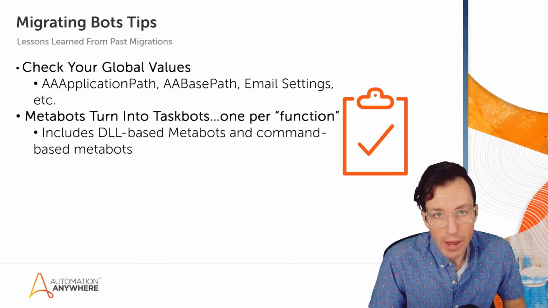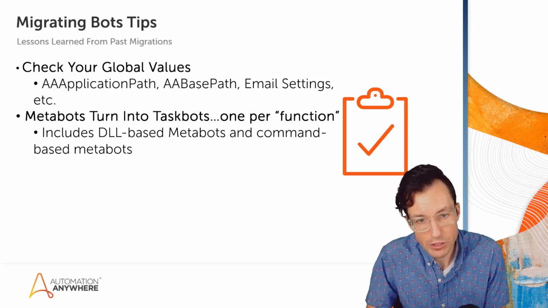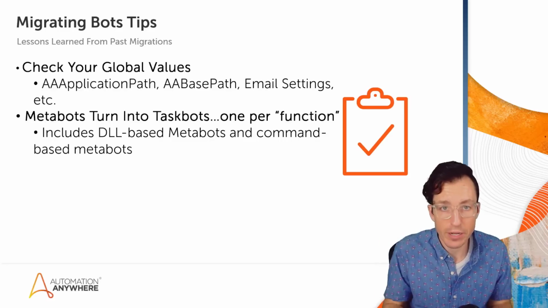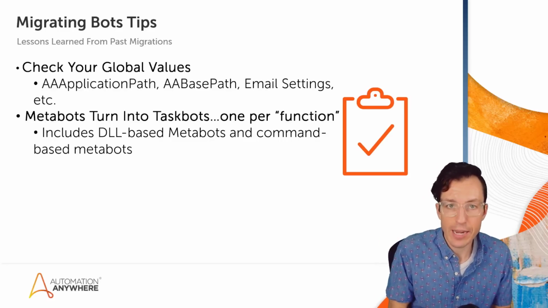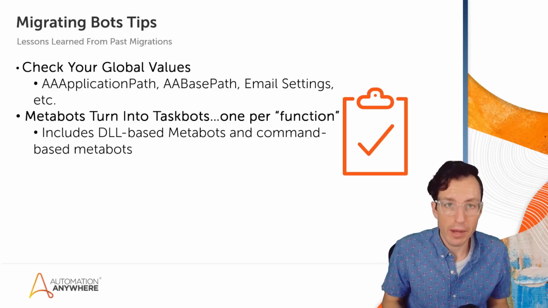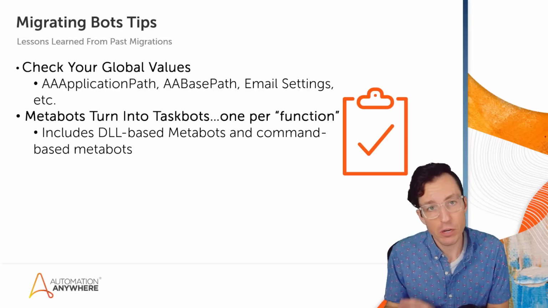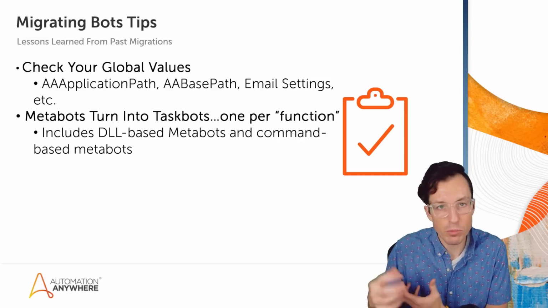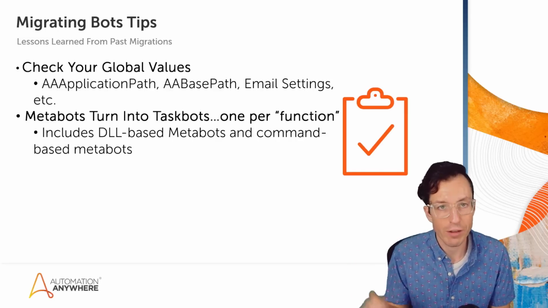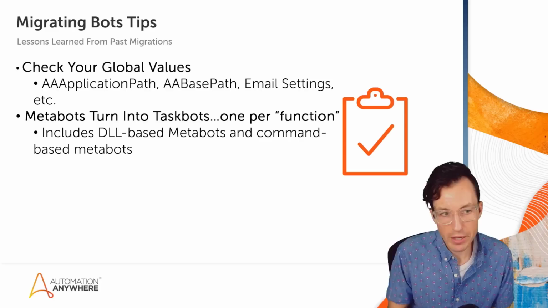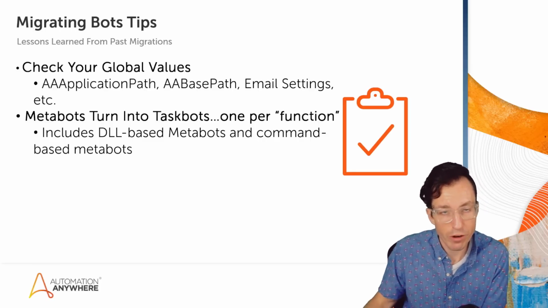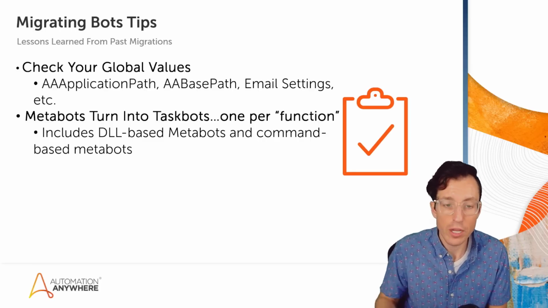When you have a Metabot that gets migrated over to Automation 360, what happens is you will have basically one task bot per function in your Metabot. So in version 10 and version 11, you could create Metabots. Those Metabots could be based on a DLL. They also could be based off of just using commands and having this repeatable, reusable code element that you could use and call almost like a function. Regardless of whether it was DLL based or command based, when that gets converted to Automation 360, you're going to end up with individual task bots, one per function as defined by the Metabot. And so just be aware of that.